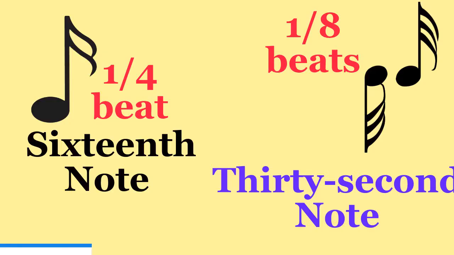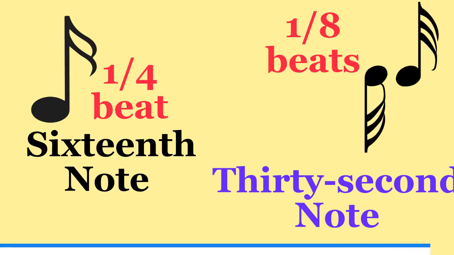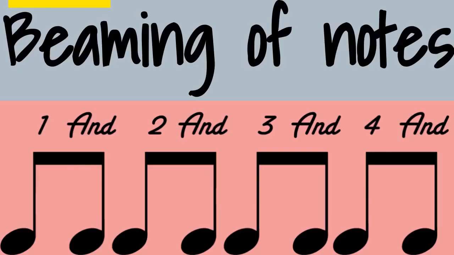Now we have the 16th note, which is a stem that has two flags, and we have the 32nd note, which is 1/8 beat. It has three flags. By the time you add them, they will give you one whole note.